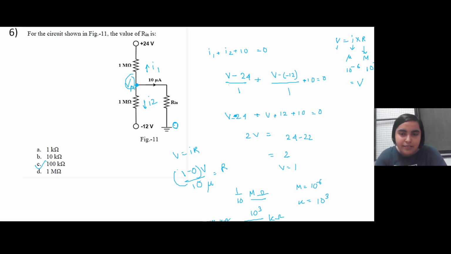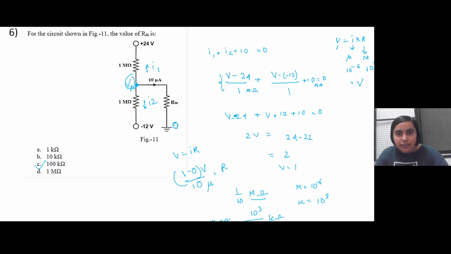Ma'am, you say that 10 power minus 6, in the minus 12 volt, 10 power plus 6 in the 24 volt. Am I right? No, no. What I'm saying is, suppose this unit is in mega ohm, right? However, the current here is in microampere. So is writing it straightforward as 1 valid in this particular equation?